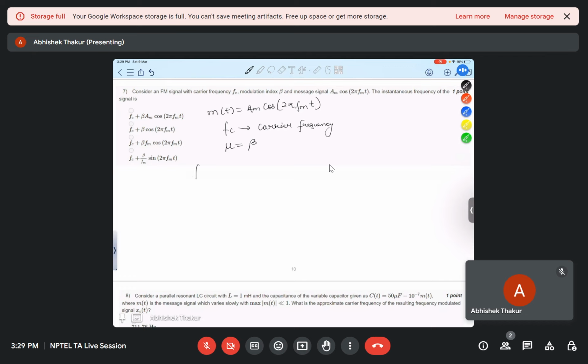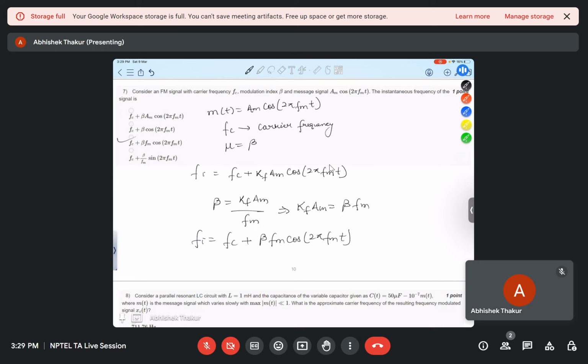So the instantaneous frequency Fi is equal to Fc plus Kf Am cos of 2 pi Fm t. And beta here is Kf Am by fm, which implies that Kf Am is equal to beta into fm. So hence, the instantaneous frequency is equal to fc plus beta into fm into cos of 2 pi fm t. So option C is the correct answer for this question, that is Fc plus beta Fm cos 2 pi Fm t.